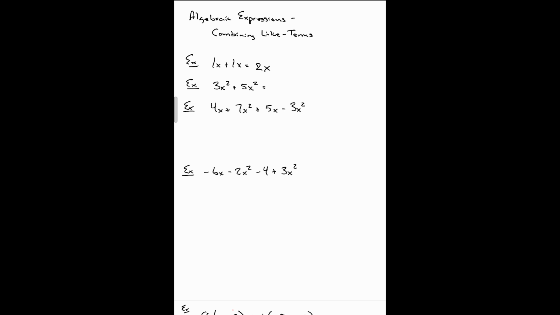So here, for the next one, 3x squared plus 5x squared. Well, these are the same terms, the same variables with the same exponents. So we can just add the coefficients. So 3 plus 5 would be 8, and then bring an x squared along for the ride.